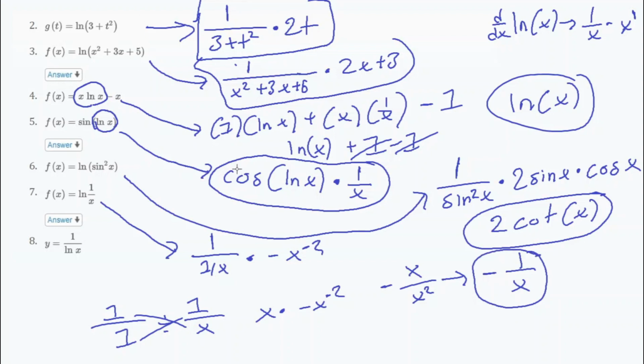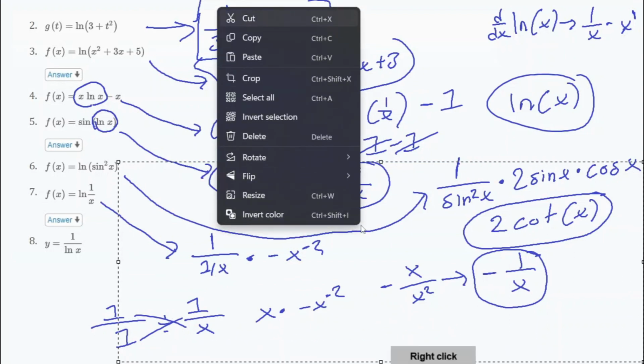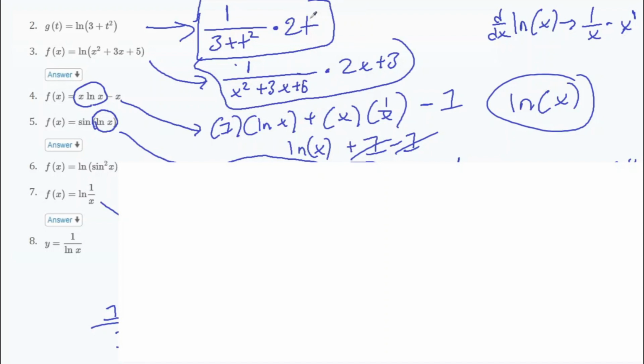And now let me make some space for number 8. Number 8, you can see, is a little bit different, in which you can't use the ln derivative straight away. You have to use another rule, and that rule is going to be the quotient rule. We know it already. The top is going to be f, and the bottom is going to be g. So f prime is going to be 0 times g, which is ln x, minus f, which is 1, times the derivative of ln x, which is going to be 1 over x.